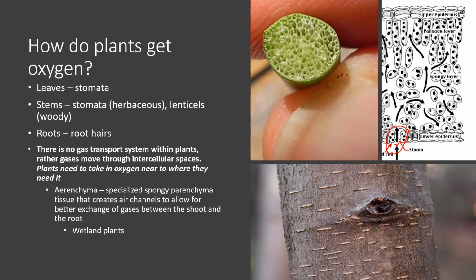The only way it's getting there is traveling through intercellular spaces as it slowly diffuses through the plant, right? So it's limited in terms of where that oxygen is taken in. It's limited in the extent to which it will flow through the plant.